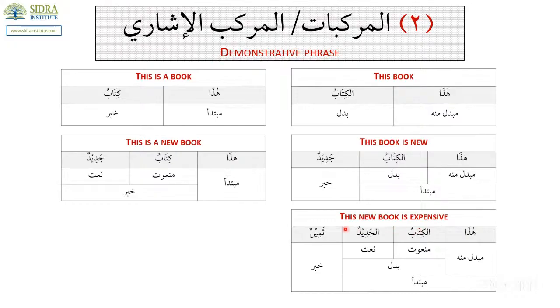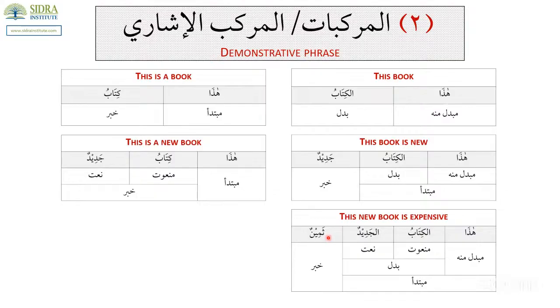So this is where the mubtada ends. Hadha al-kitab means the construction of the mubtada as a whole. Otherwise, the mubtada is just hadha, but we're just constructing it. Thaminun will be the khabar, expensive. So can you see just before the khabar we have the word "is" because it's got no al. So where we have no al, that's where we're going to say "is". This new book is expensive.